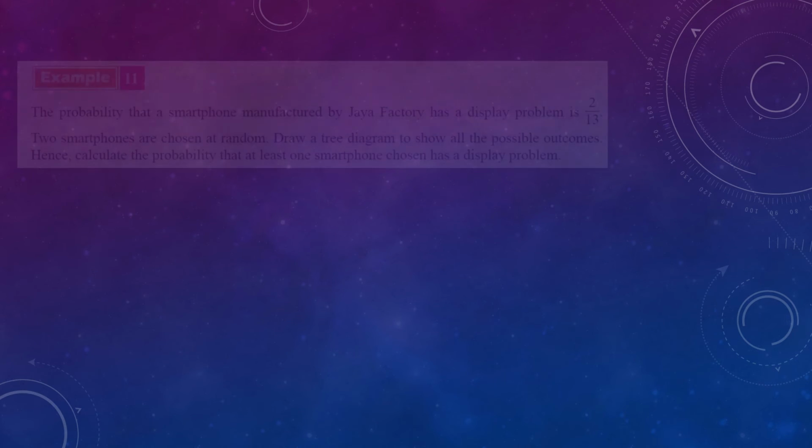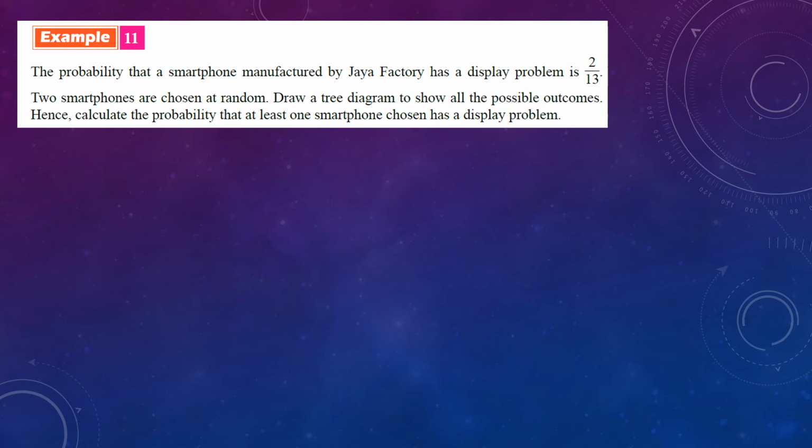Next, we go to example 11. You can refer to your textbook at page 260. The probability that a smartphone manufactured by Jaya factory has a display problem is 2/13. Two smartphones are chosen at random. Draw a tree diagram to show all the possible outcomes. Hence, calculate the probability that at least one smartphone chosen has a display problem. So the probability of a display problem is 2/13, given here.